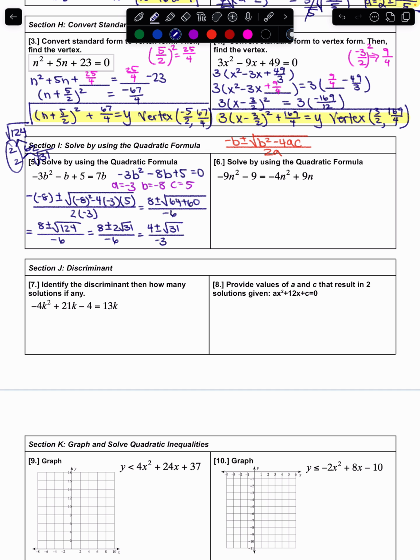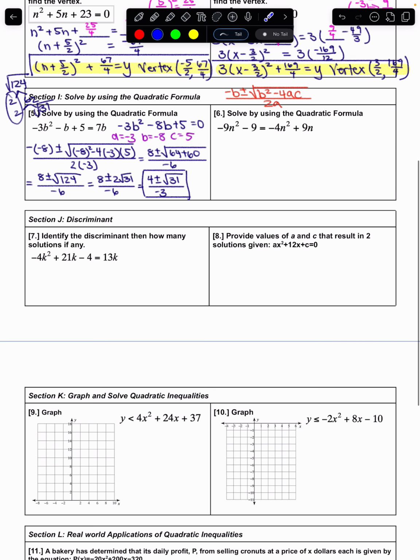So this is as far as it goes when it comes to simplifying. We're going to go ahead and box our final answer. The reason why we know this is as far as it goes is because inside the radical is a prime number, and 4, 1, and negative 3, they're not all even numbers, so we are good. This is my final answer.